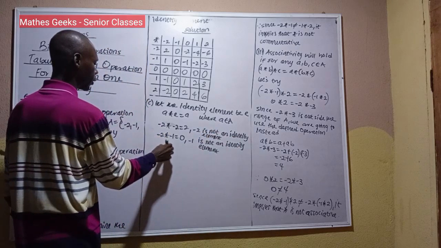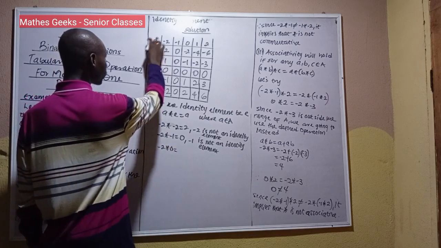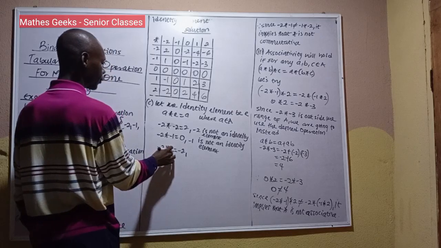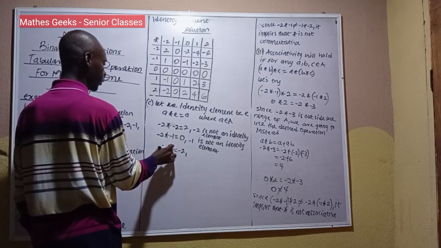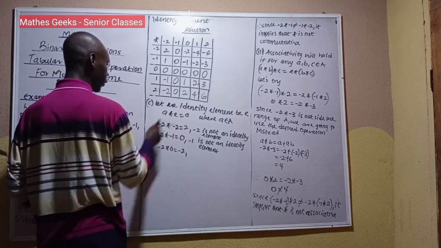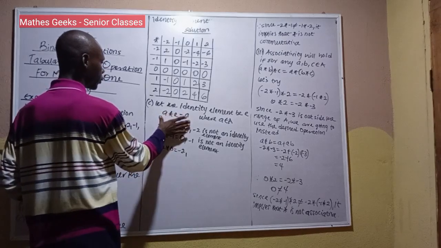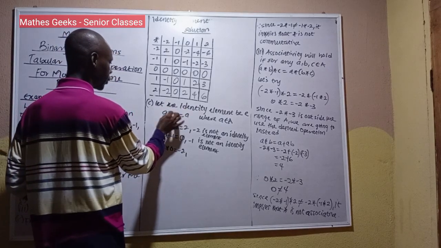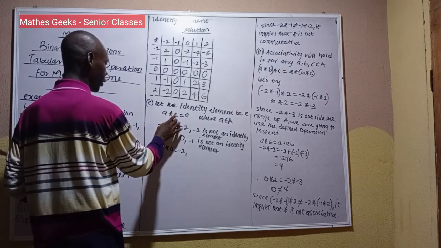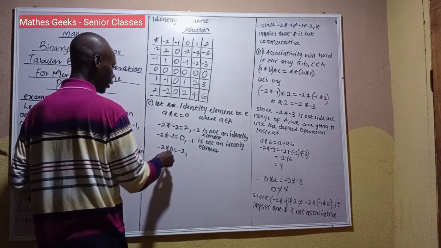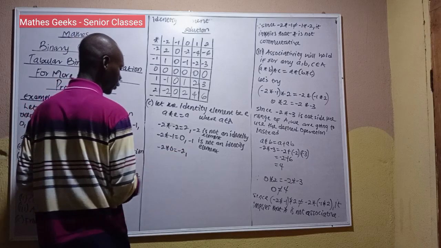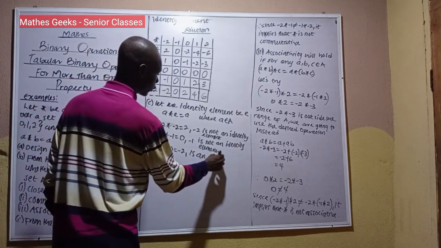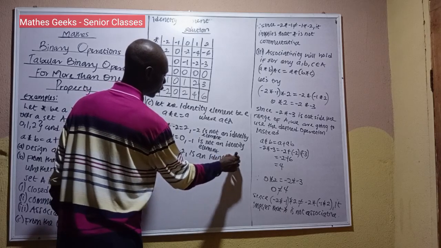Next is -2 star 0. -2 star 0 is -2. So -2 star 0 will give us -2. So 0 is an identity element because it fulfills the identity property, which is star E operation E to give us E back. So -2 operation 0 is equal to -2. So 0 is an identity element.